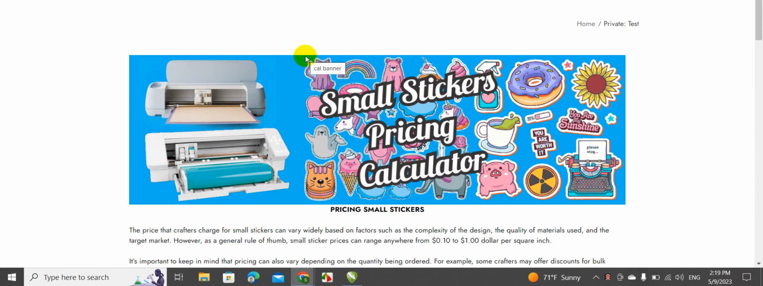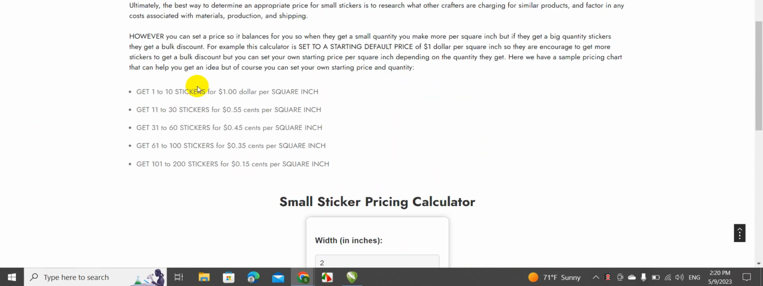So yeah, hopefully this video helps you get an idea. If you are a Cricut cutter or a Cameo cutter, whatever, a cutting plotter, or if you outsource your stickers and sell them online or in person, this formula is going to help you either way. It's going to help you do the right pricing.